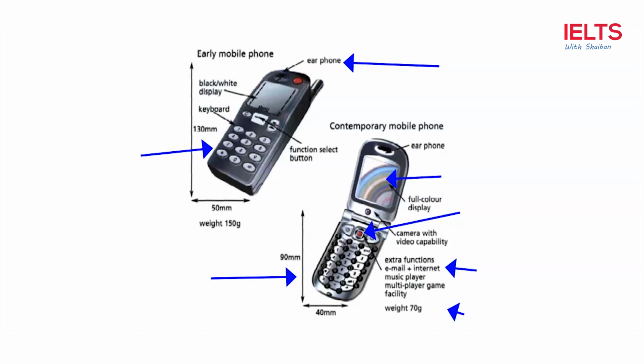If you make comparisons, you have to use the figures in here. For example, if you talk about the weight, the contemporary one is less than half of the older version, and this way you can show me that's a big change between the two.